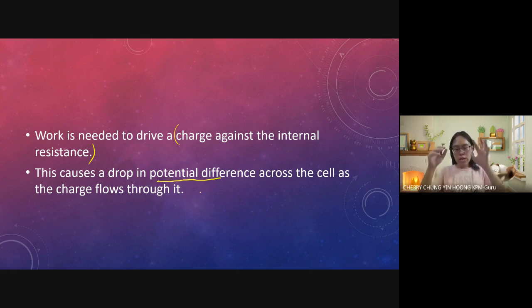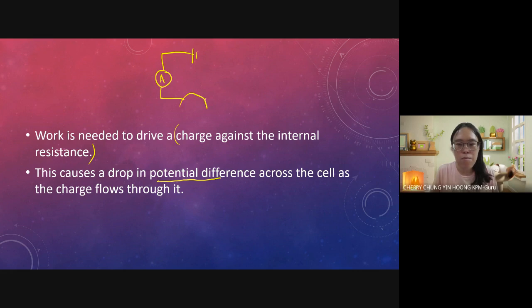Okay, so let me tell this story once more. We have charges, we have a battery, we have an emitter, we have a conductor, we have a rheostat, and we have a switch, okay, then a voltmeter is connected to it.